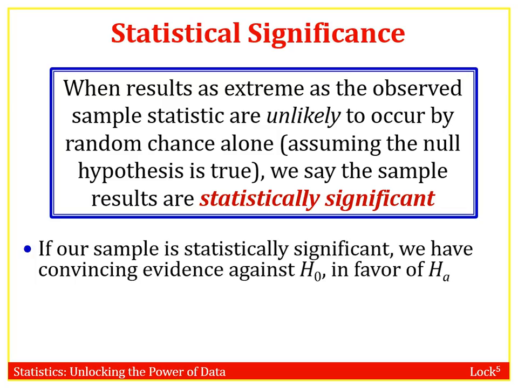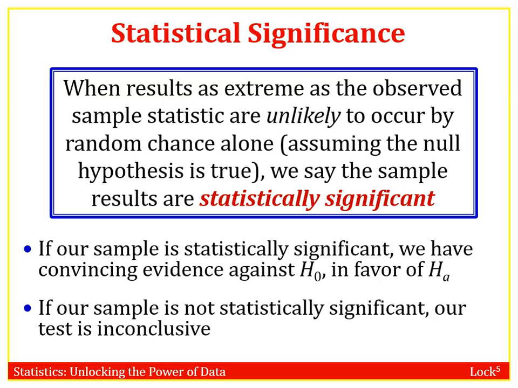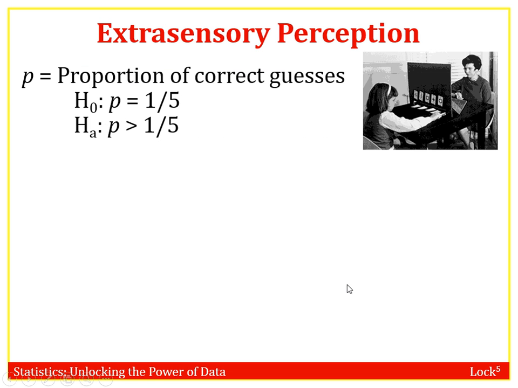So if we come across a situation that is statistically significant, we say we have convincing evidence against the null hypothesis, which really gives us evidence in favor of our alternative. If our sample is not statistically significant, our results are inconclusive, and we say we fail to reject the null hypothesis. If it is statistically significant, we reject the null hypothesis.